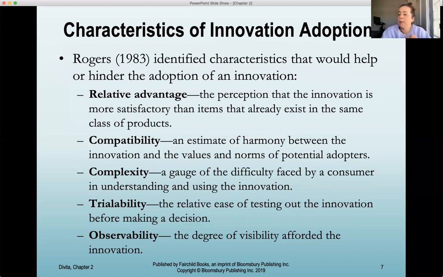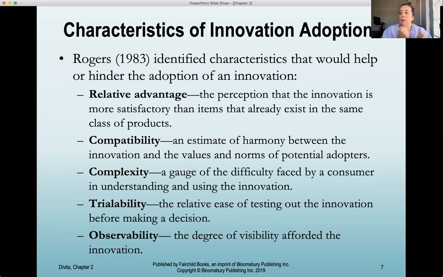This is the perception that the innovation is more satisfactory than items that already exist in the same class of products. Let's talk about the same denim that we were talking about previously. So we have the dad jean on the scene, and a lot of people are adopting that trend. Now, if a new innovation comes out where the dad jean is embellished, maybe the back pocket has an embellishment, or maybe there is a leather patch on the denim.